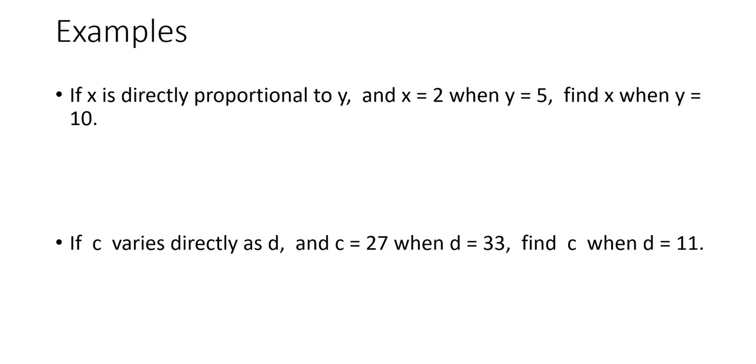So this one says x is directly proportional to y. So this is not y equals kx. This is x equals k times y. Right? So if x is directly proportional to y, x is 2 when y is 5. Find x when y is 10. Right? So x is 2 when y is 5. That means I can solve for k. I can solve for that constant of proportionality. K is 2/5. Right? So x is equal to 2/5 times y.